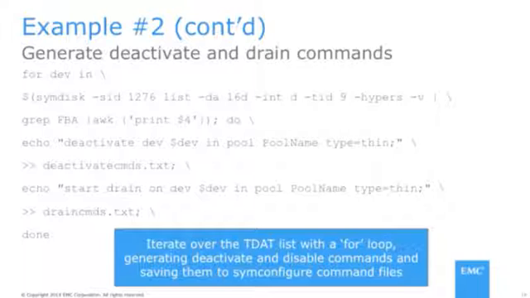We do the start drain on dev, $dev. So that's the syntax for draining a device after it's been deactivated. And we redirect that to the drain commands.txt. So now we've got these 2 text files, right? Their contents are here. You've got the deactivate commands on the left, the drain commands on the right.